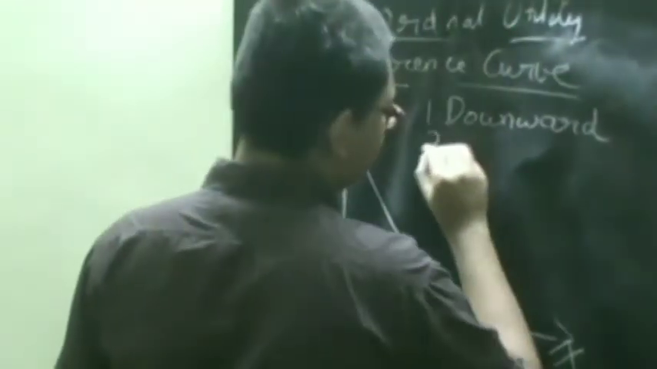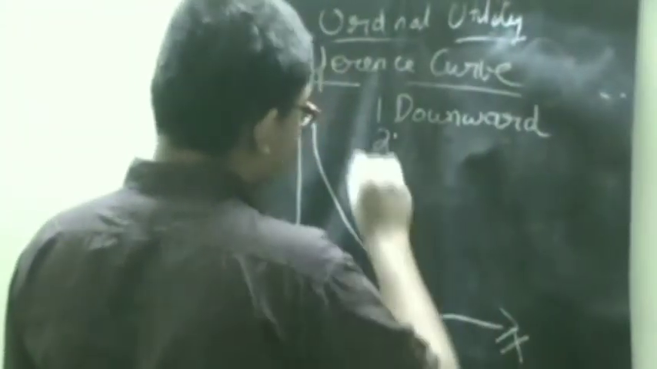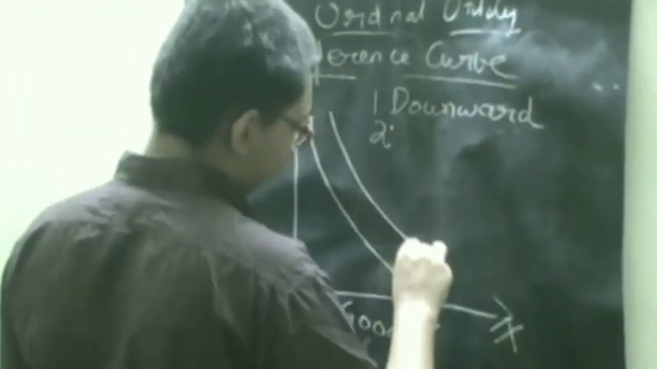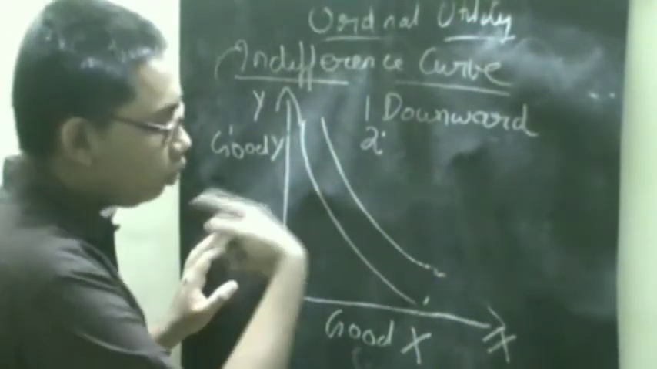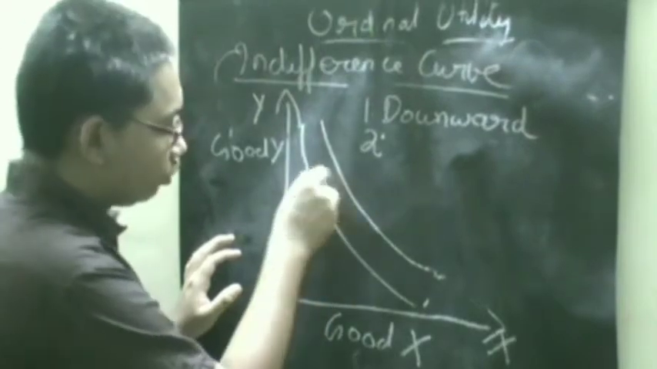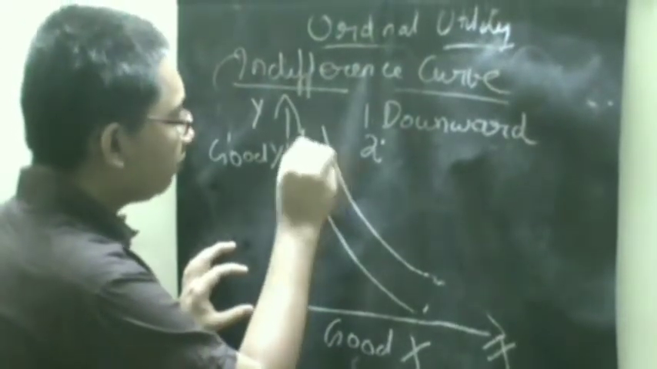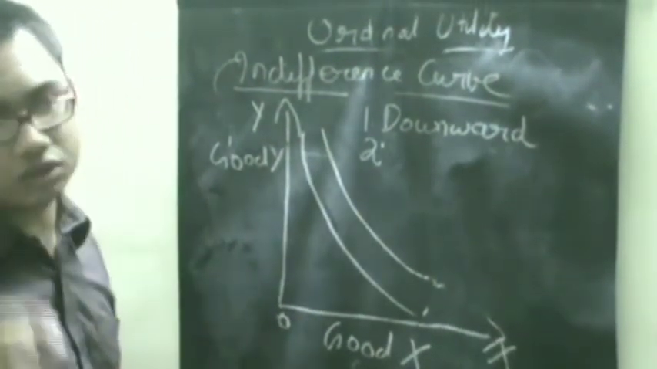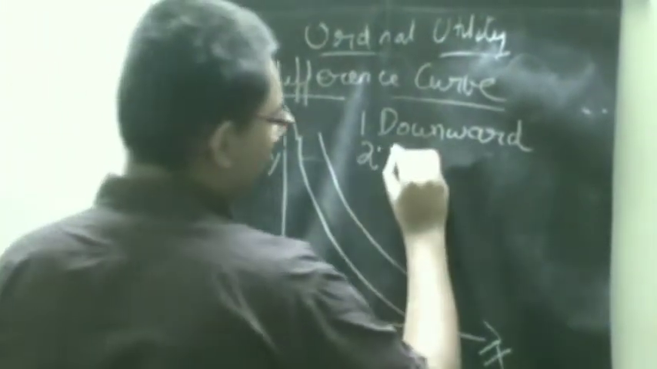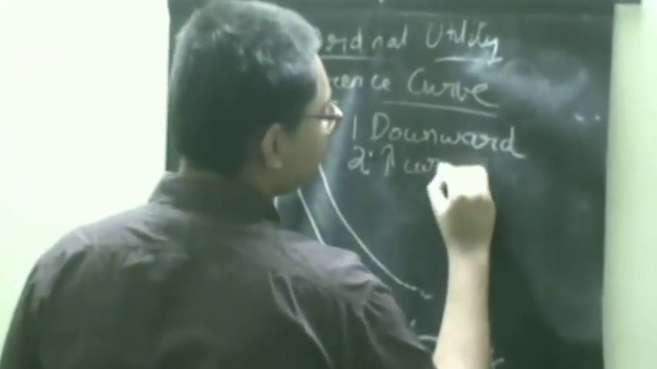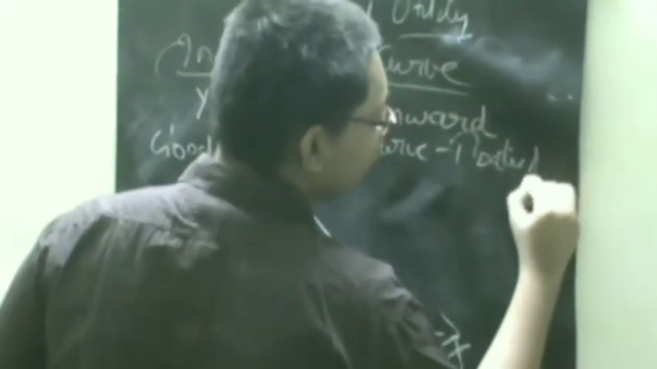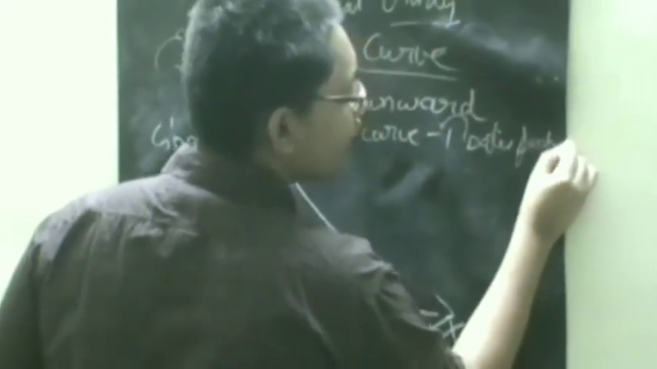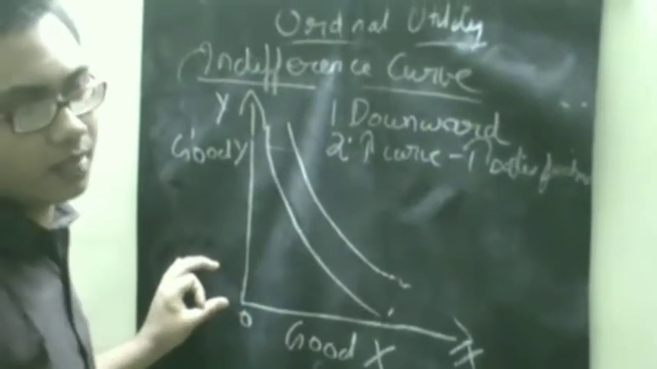Then the second property is, let's say there are two indifference curves, 1 and 2. Curve 2 has more of at least one good. If you see this, it has more of at least one good and no less of the other. So the higher the curve, the higher the satisfaction. Why? Because of the property of monotonic preferences.